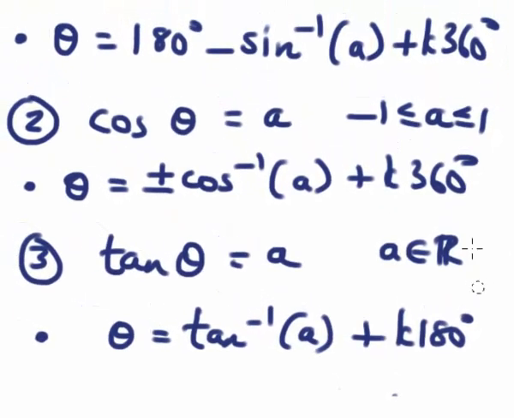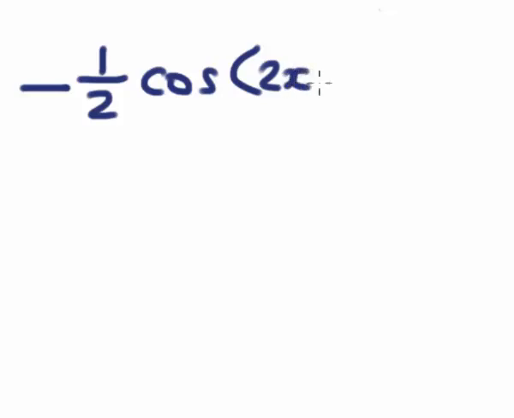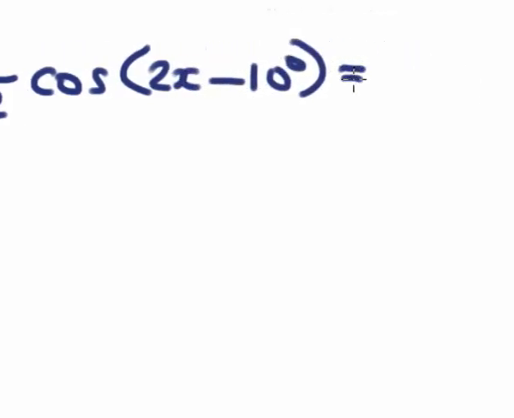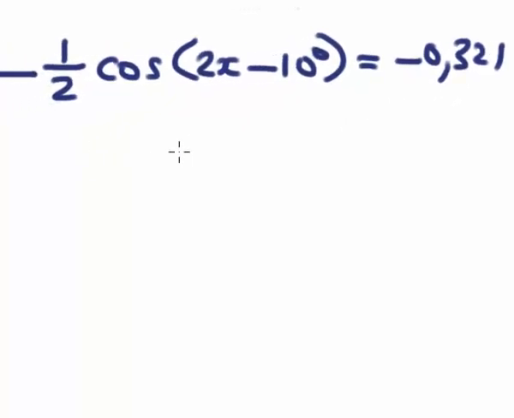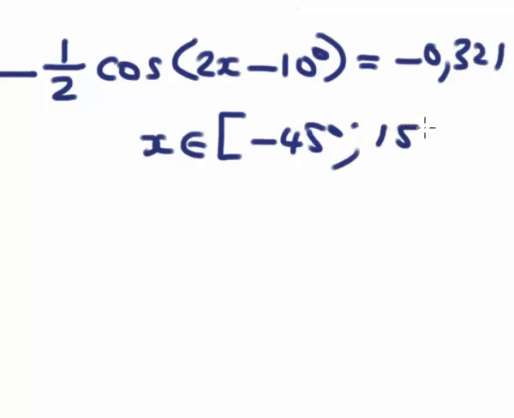So I think it's time to practice a grade 11 example quickly, and I'm going to do one and then refer back to those, so don't panic, it's quite cool. Take this one for example. Solve for x: negative a half the cos of (2x minus 10 degrees) equals the decimal minus 0.321. And I'm going to place a restriction on you: x is from minus 45 all the way up to 155 degrees. You've got to solve for x.